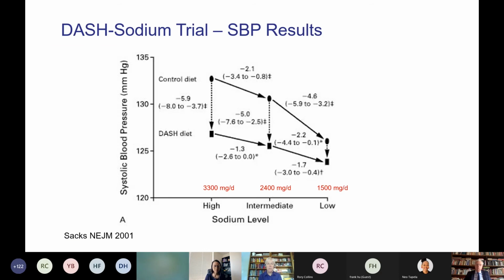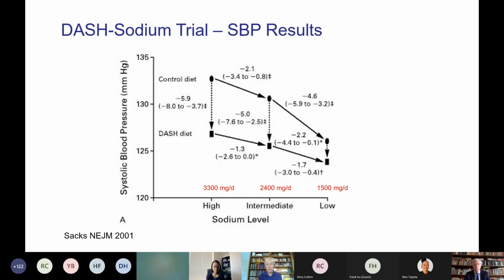The trial that had the most impact on the guidelines in the past, however, was the DASH-Sodium trial. This was a very well-conducted feeding study where people were given their food to eat, so the direct quantities of sodium were well known. People were randomized to either a control diet or a DASH diet, high in fruits, vegetables, and low-fat dairy. Then within each group, they were randomized to high, medium, or low sodium in a crossover design, so people experienced all three sodium levels.